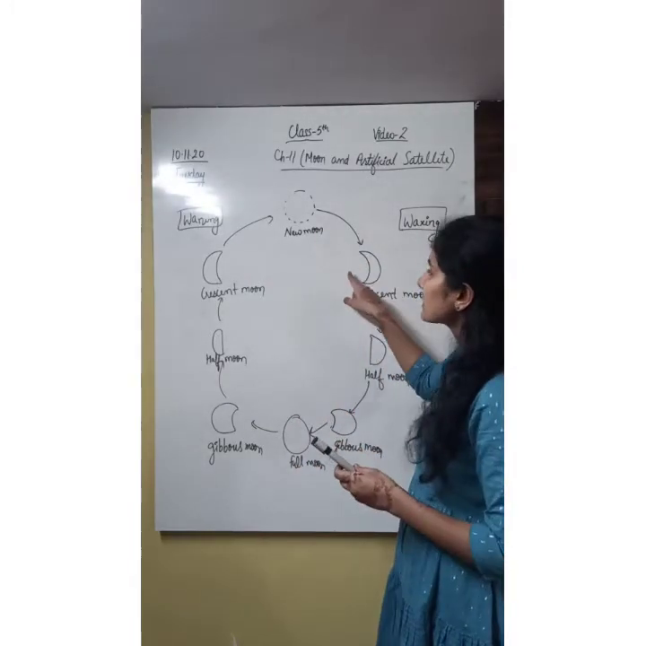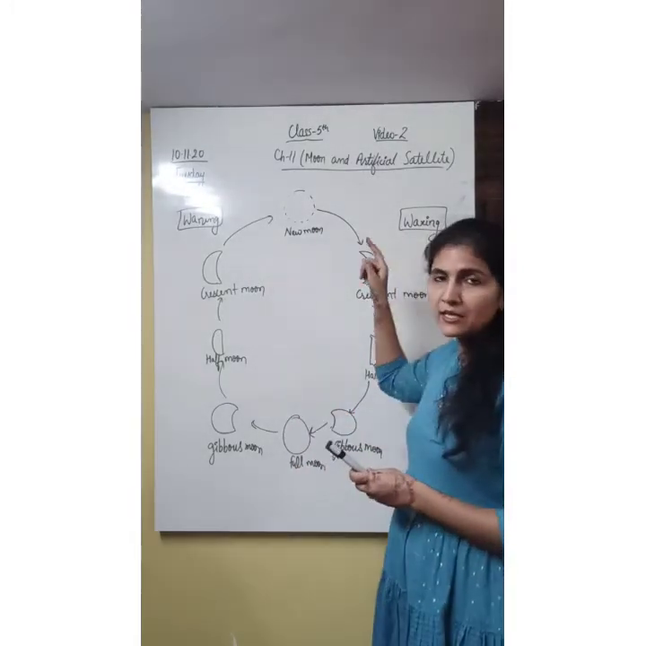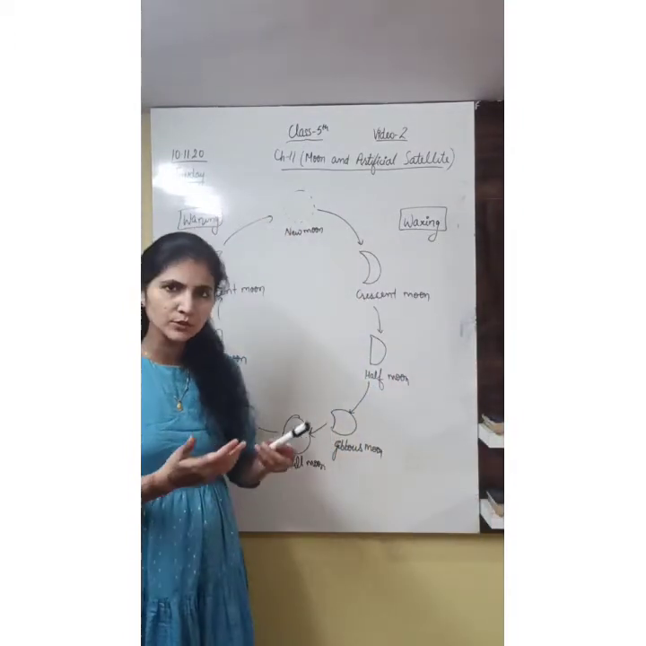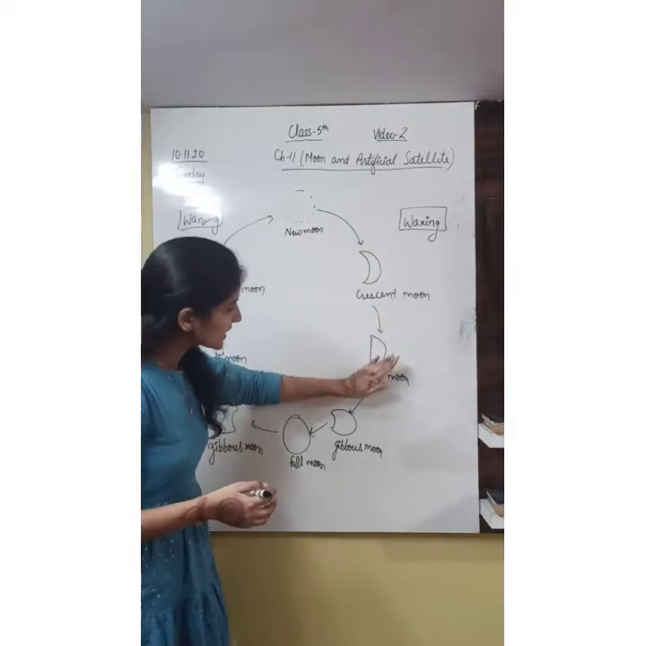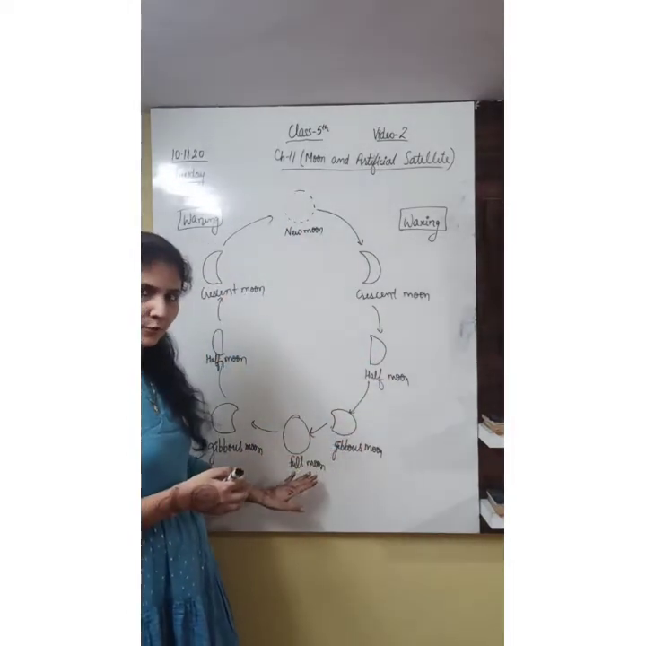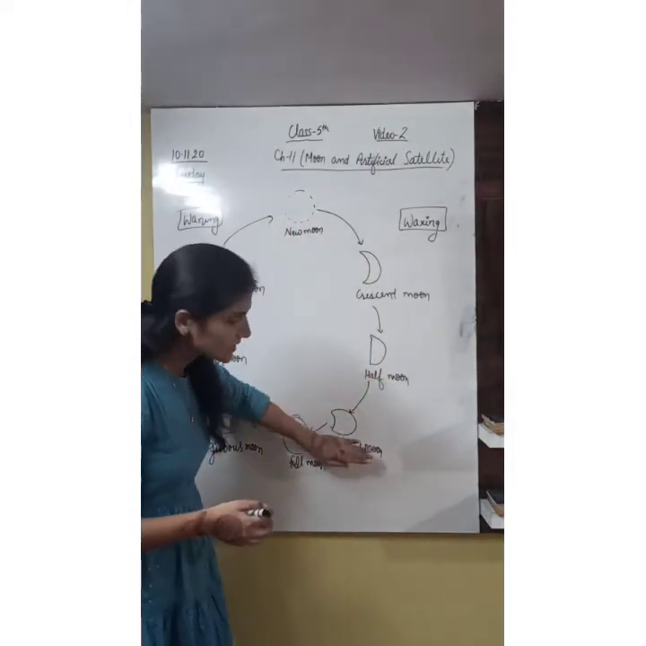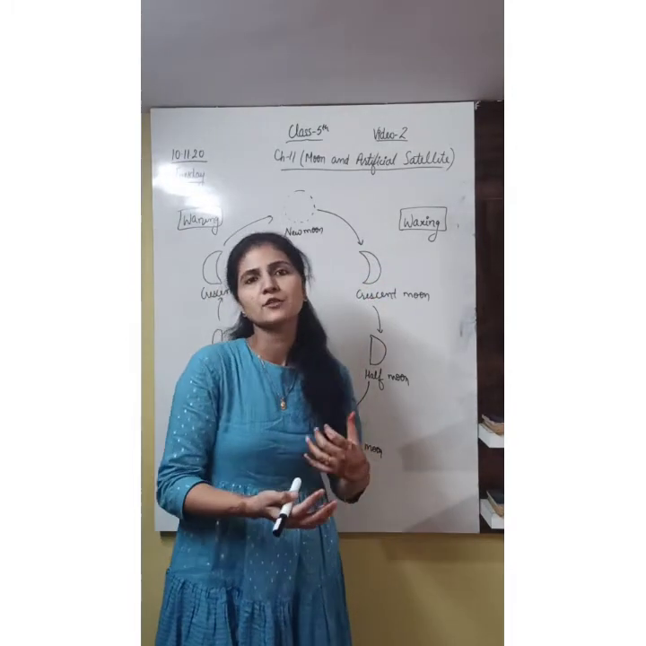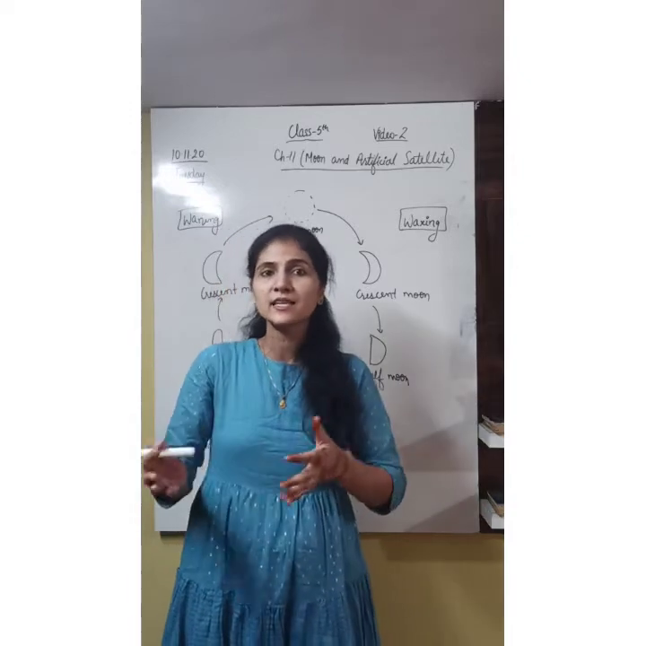So that particular stage is known as waxing. Waxing means increase in the lighted part of the moon. कि हमें जो पार्ट है वो ज्यादा से ज्यादा दिखता जाएगा फुल मून तक. तो ये सारी की सारी स्टेज क्या है? वैक्सिंग, बिकॉज इट शोज दैट इंक्रीज इन द साइज ऑफ द मून, इंक्रीज इन द लाइटेड साइड ऑफ द मून.